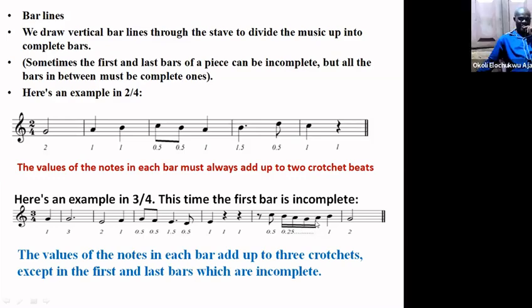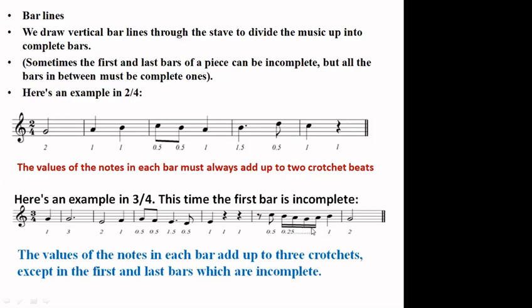When you add the last semiquaver, what will it give you? Two crochet beads in a bar. Two crochet beads, and you add this crochet here. What do you have? Three crochet beads.